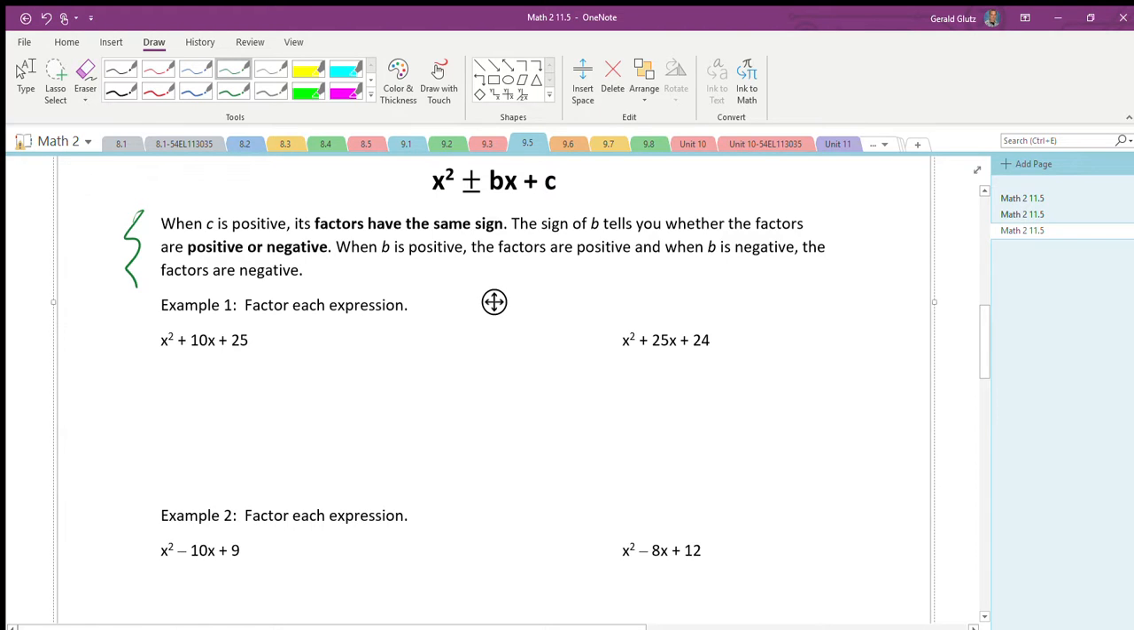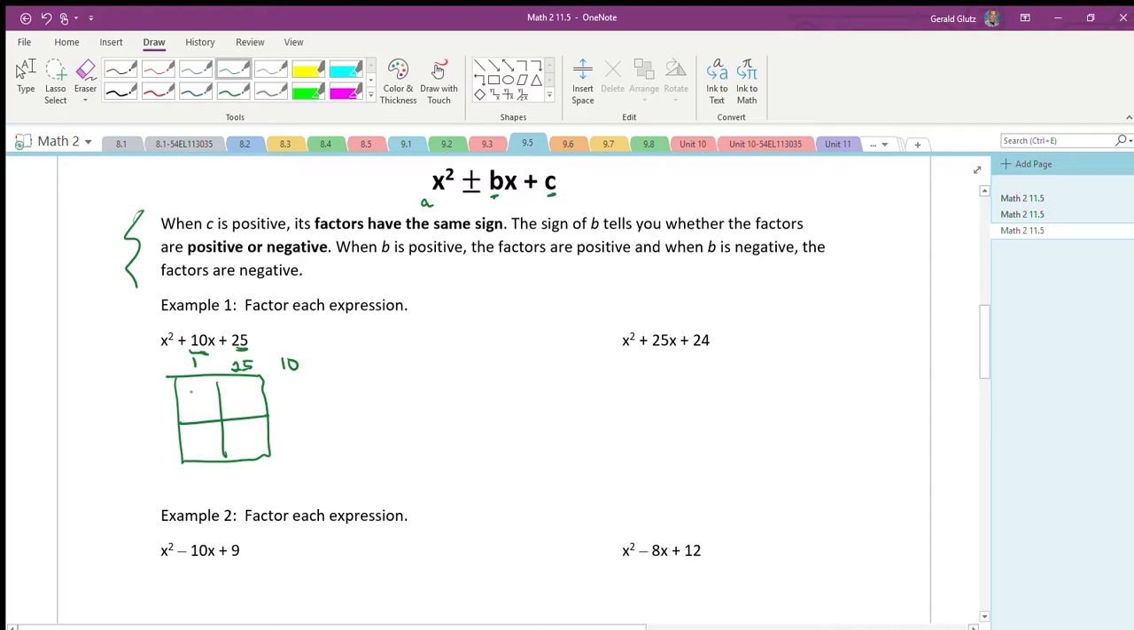So the way I like to do these is I like to use a little box method. When you're doing the box method, the number A goes up here, C goes here, B goes here. If there's no number in front of the x squared, that means A is 1. B is 10, so that'll go out here. C is 25.